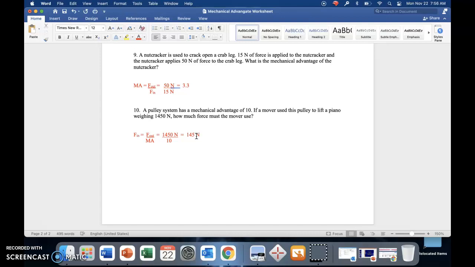So that was just a quick overview of what we talked about in class, doing actual mechanical advantage as opposed to ideal mechanical advantage. Okay, as you move on to the PowerPoint, we're going to start talking about the 6 types of simple machines and how to calculate.